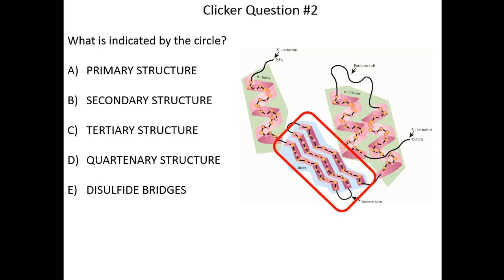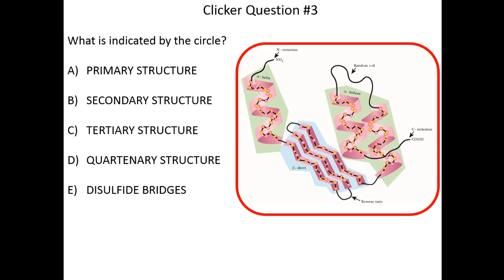What this is showing, highlighted in red, is, of course, a beta sheet. I said, of course, and then I stumbled over the answer. Beta sheet. That beta sheet is made up of 3 beta strands. We can get a little bit more technical and say they're anti-parallel because they're looping and switching back on themselves. But if we're talking beta sheet, we are talking secondary structure. So the correct answer to this clicker question is B.